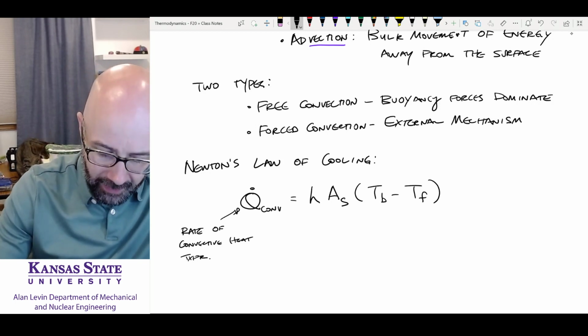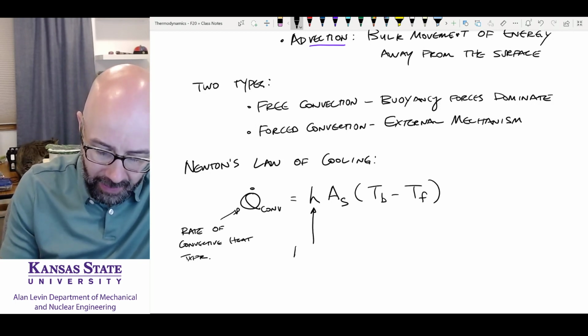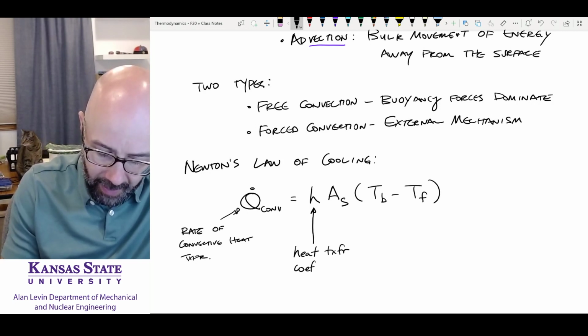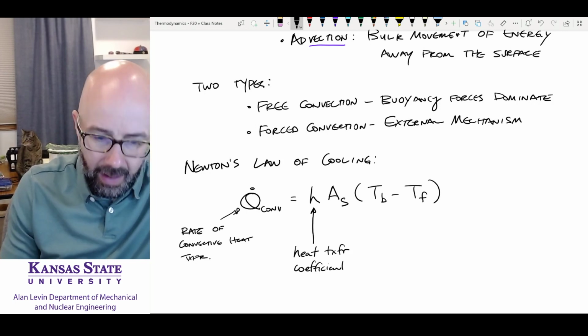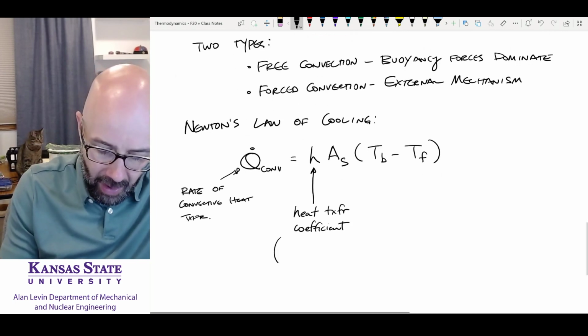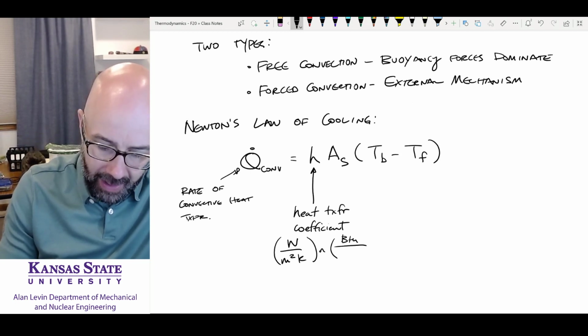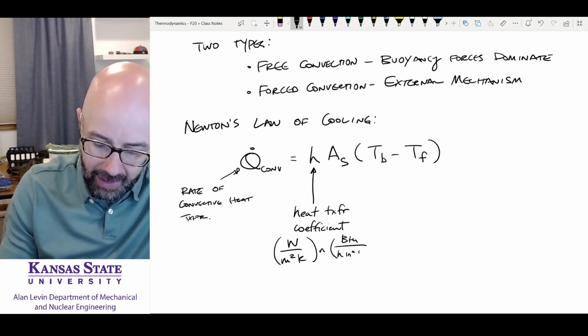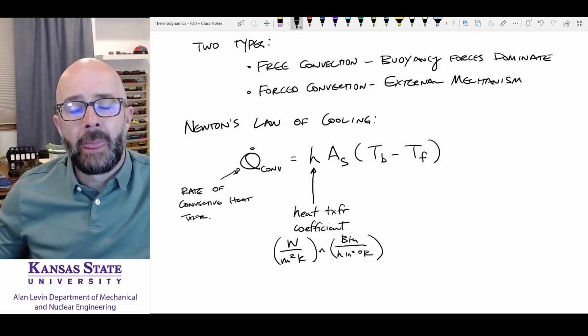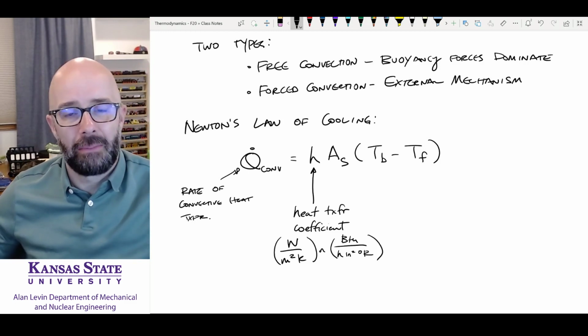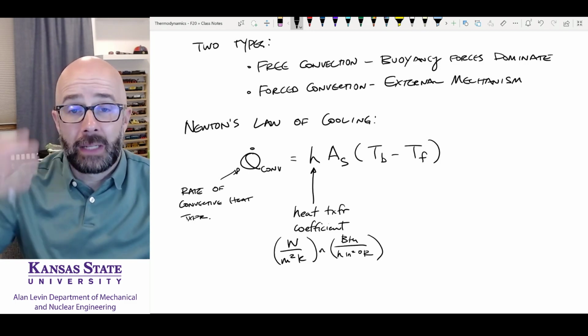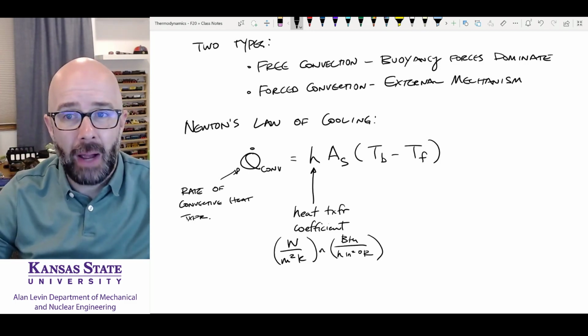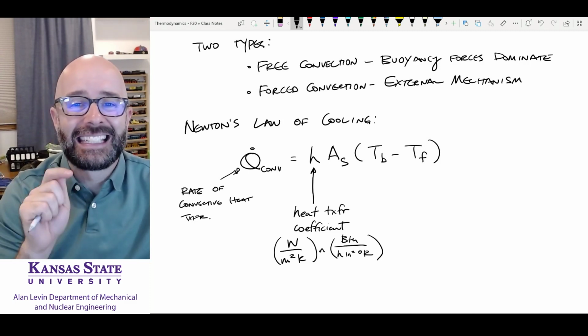Now h is going to be the heat transfer coefficient. This is going to have units of watts per meter squared Kelvin, or BTUs per hour per inch squared degree Rankine. Now the heat transfer coefficient is not a property. First we talked about how thermal conductivity is a property. The heat transfer coefficient is not a property.